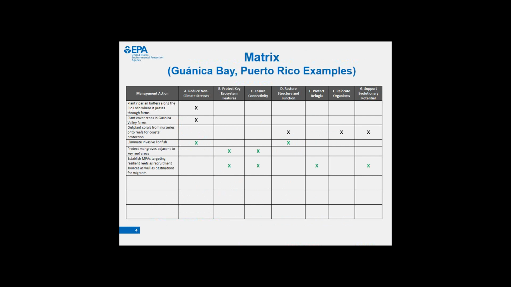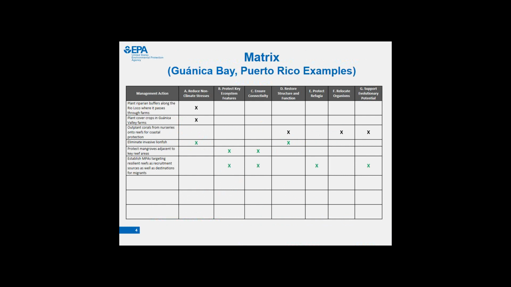So in the example of eliminating invasive lionfish, when you study the compendium, you find reference to dealing with invasive species under reducing non-climate stresses. But if you're in the restoring structure and function section and you're concerned with key species of the system that might be, for instance, driven out by an invasive species, you could come up with a suggestion of dealing with an invasive species while thinking of that strategy.